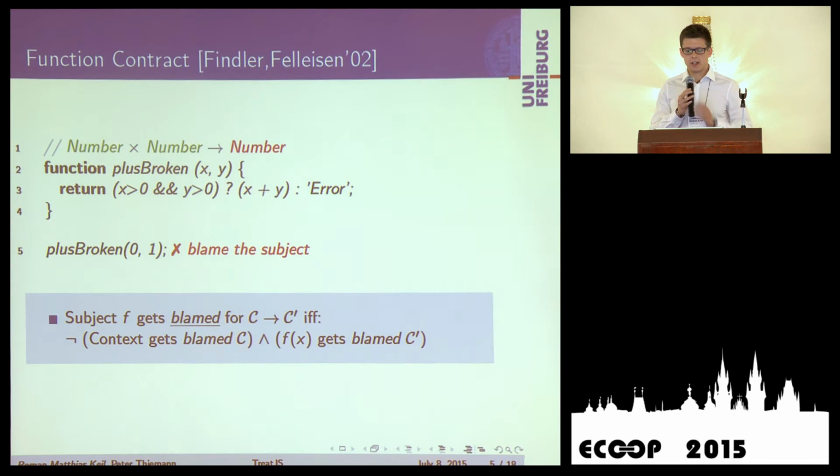On the other side, now we consider a slightly broken version of the plus function that first checks if both arguments are bigger than 0, and in case one argument is not bigger than 0, it returns a string. And we call this function with 0 and 1. The contract system raises a violation and blames the subject, because the context does not get blamed for its argument, but the function return gets blamed for the range contract. The subject gets blamed, sorry.